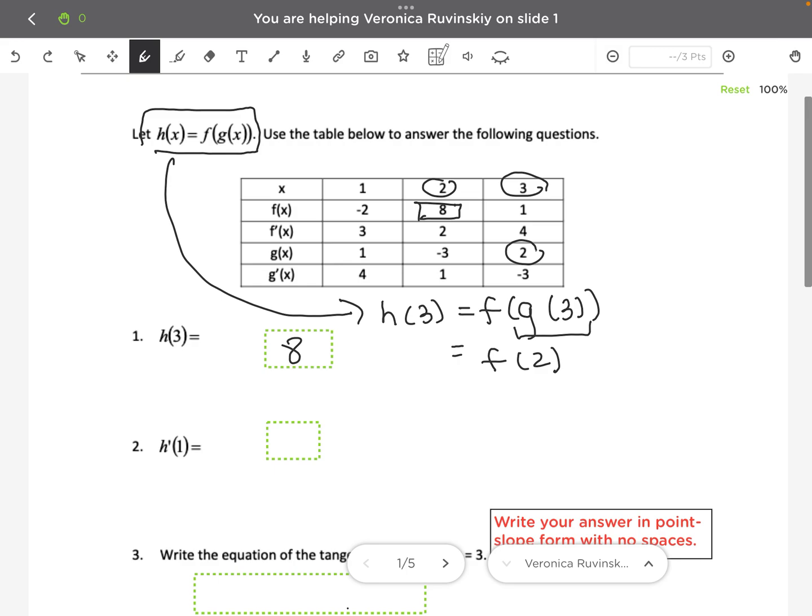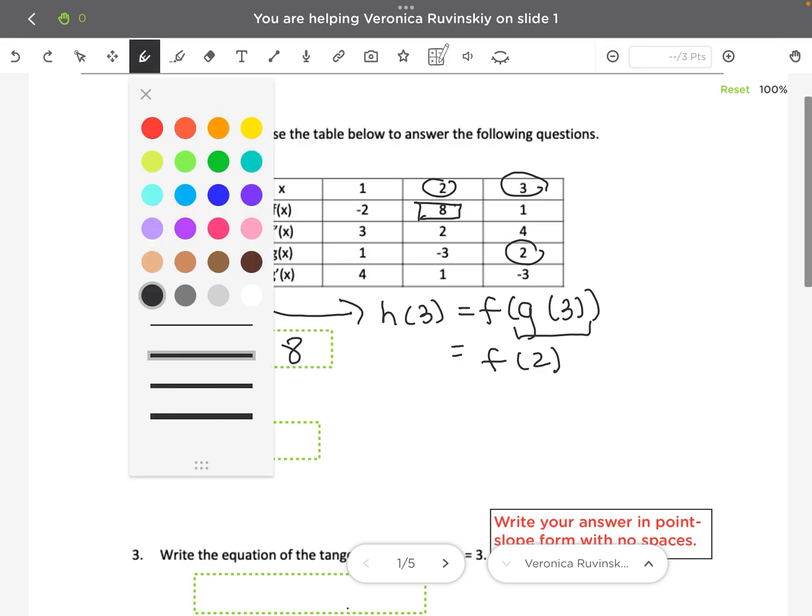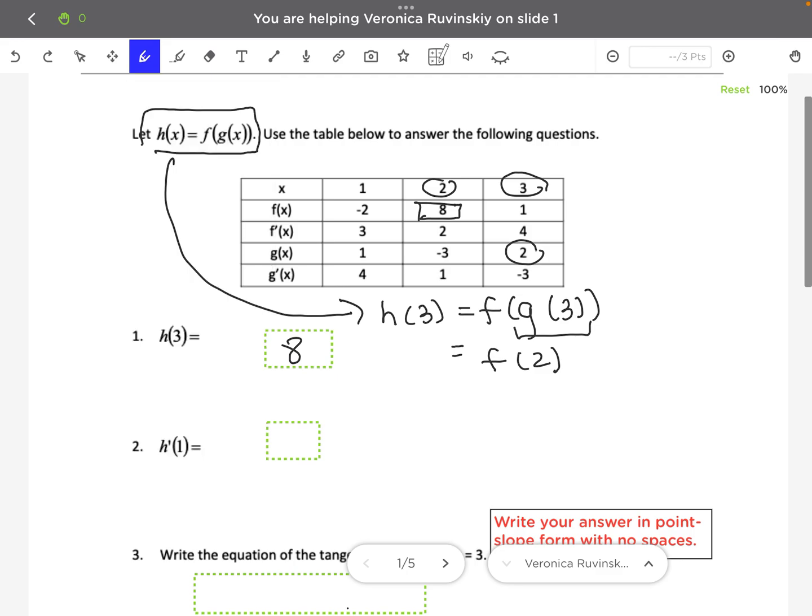The next thing I want is the derivative of h at 1. So step 1, I have to go ahead and find the derivative. We're going to use the chain rule. So the derivative of h of x is the derivative of the outside, inside stays the same, times the derivative of the inside. Okay, so I need to figure out this piece first. So g, and I want to know what happens at 1. So let's plug in the 1.